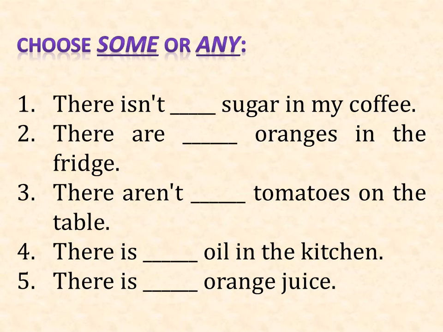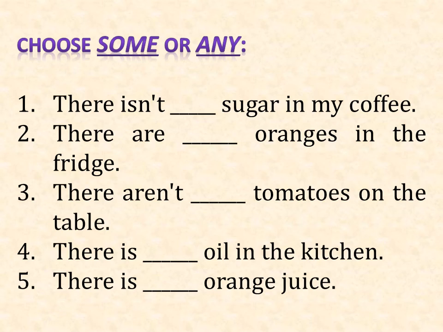Okay, let's do this with each other. Number 1: there isn't sugar in my coffee. So I'll say there isn't what? I have negative. I said if I have negative or question, interrogative, I put any. So I'll say there isn't any sugar in my coffee. What about number 2? There are oranges in the fridge. So I'll say there are some oranges in the fridge.